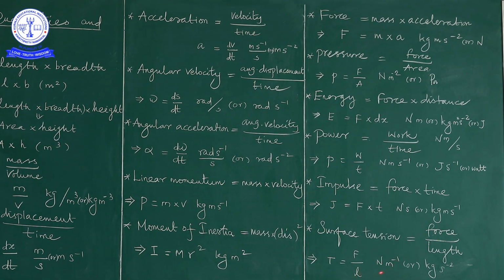But the length is in the denominator, while shifted to the numerator it becomes Newton meter inverse. Or we can call kilogram second power minus 2 also, because Newton is replaced by kilogram meter second power minus 2 with the addition of meter power minus 1, so while simplifying, kilogram second power minus 2 will become.